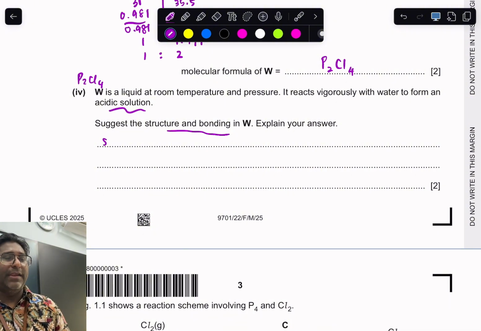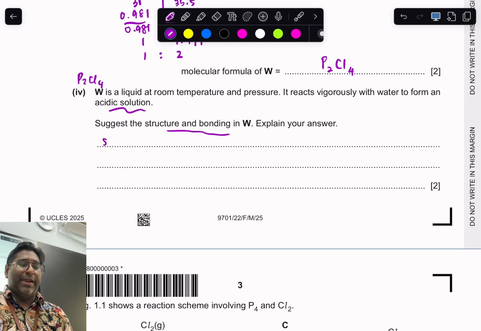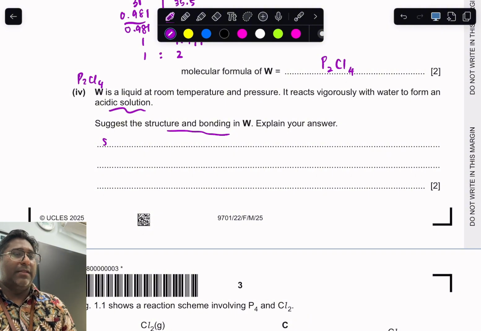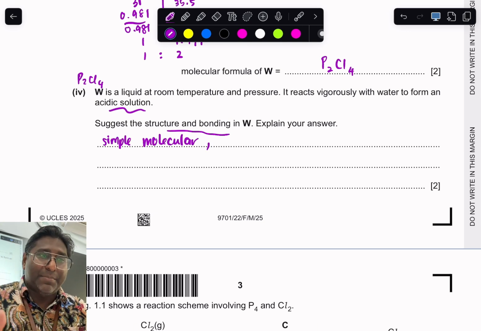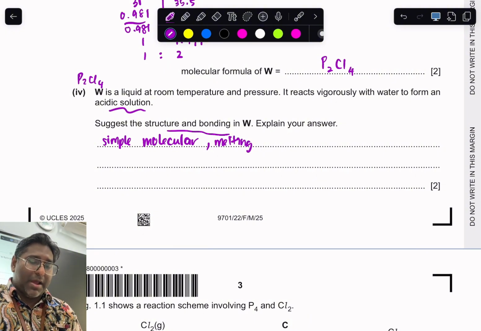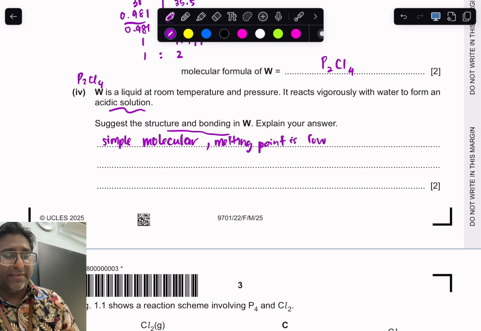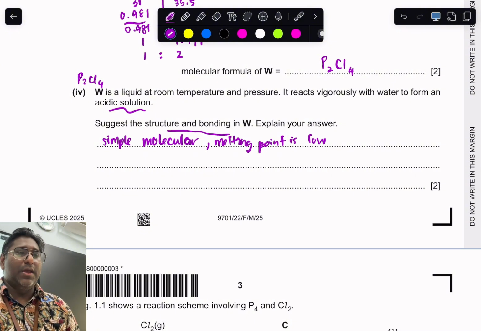Because they say it is liquid at room temperature and pressure, the melting point is going to be low. Because the melting point is low, you can tell the bonding between them. If the melting point is high, then it's going to be solid. In this case, the melting point is low, therefore we can deduce a simple molecular structure.